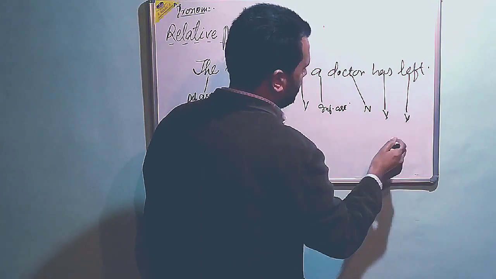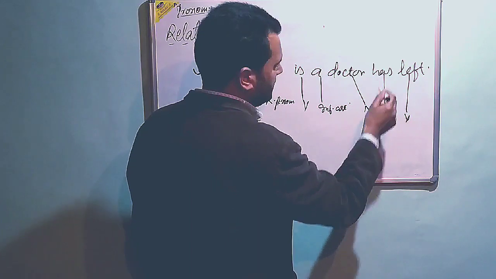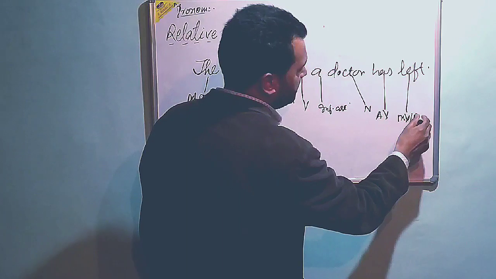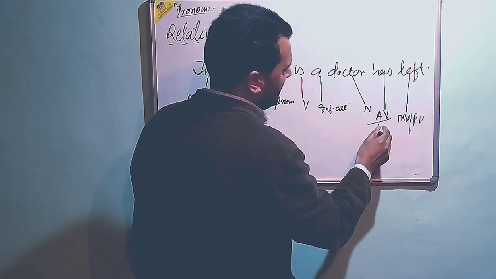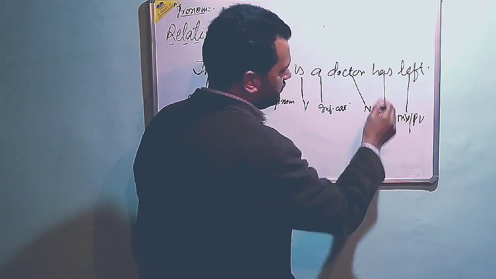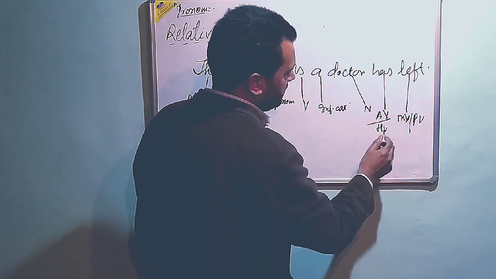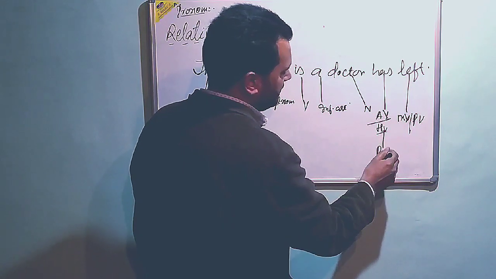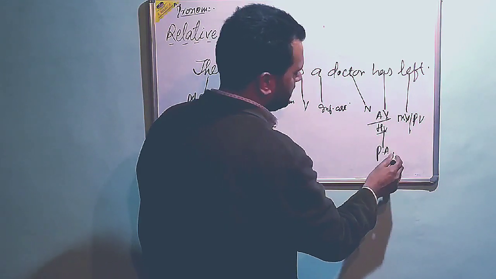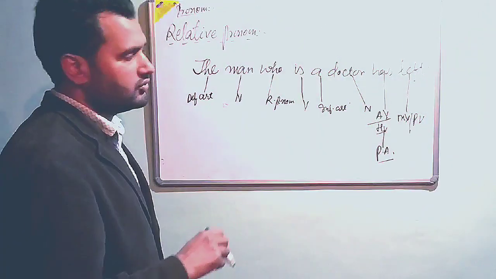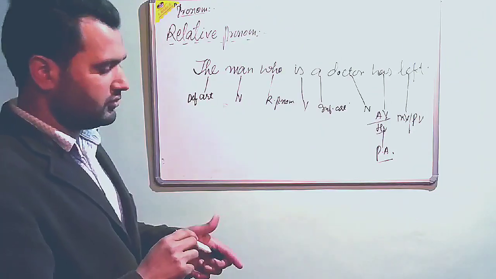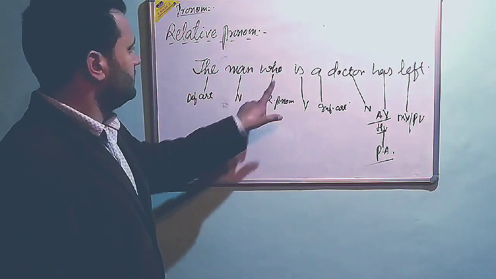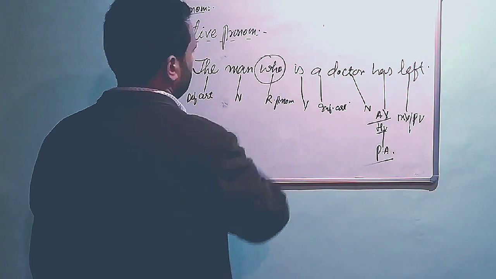What's left? It's a verb. The difference between the two verbs is that this is an auxiliary verb and this is the main verb. We also call it the principal verb. This we also call the helping verb, and out of helping verbs, it is a primary auxiliary. We don't want to go deep into this analytical process. Just this we have to see.